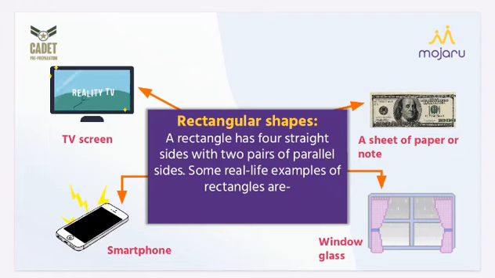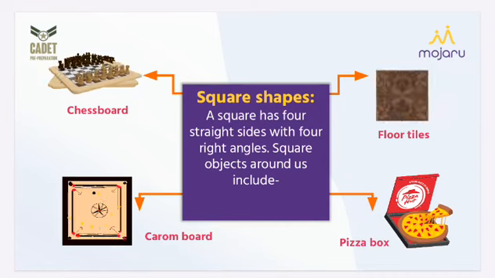Let's see rectangular shapes. A TV screen is a rectangular shape. A sheet of note paper is rectangular. Window glass is rectangular. A smartphone is rectangular. From the previous lessons, we all learned the definition of geometrical shapes, right? From this definition, now we can see them in our daily life. So here are some examples, and the more you notice, the more you will see various examples of geometrical shapes.